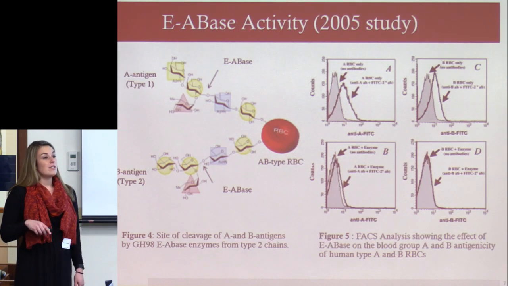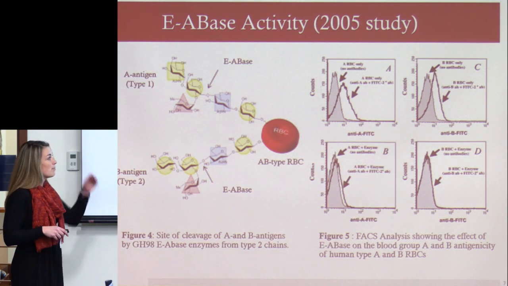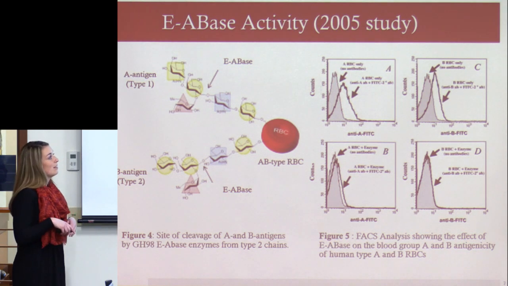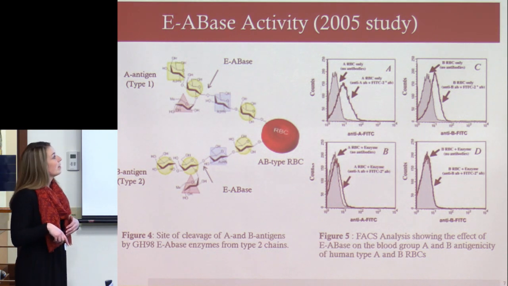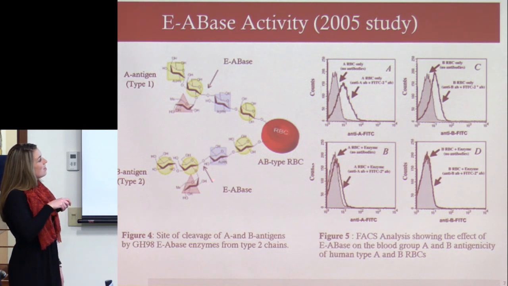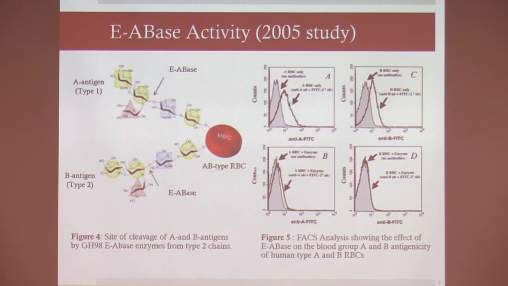So this slide refers to the originally isolated enzyme. Figure 4 on the left shows where the actual cleavage happens on an AB type red blood cell, so it has both antigens. And as you can see, this is where the linker is broken on the B type antigens, and this is where it's broken on the A type antigens. So that makes the red blood cell inactive. It's no longer able to bind to antibodies.